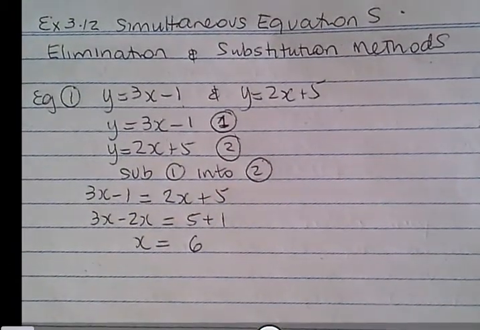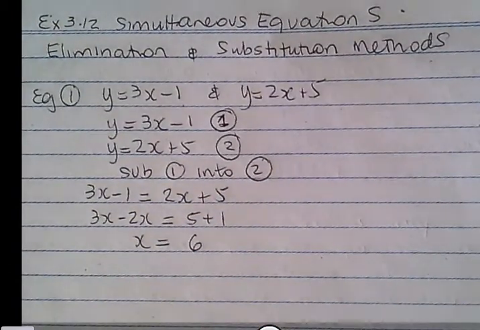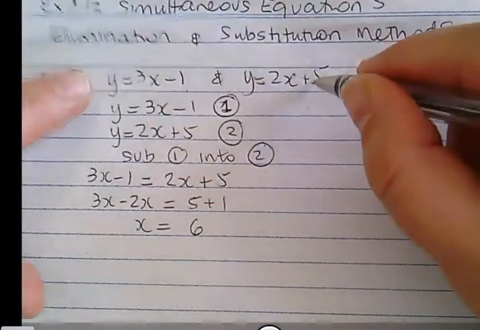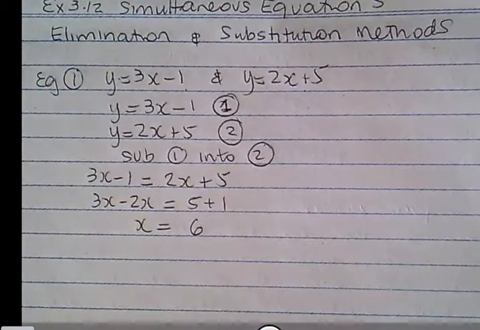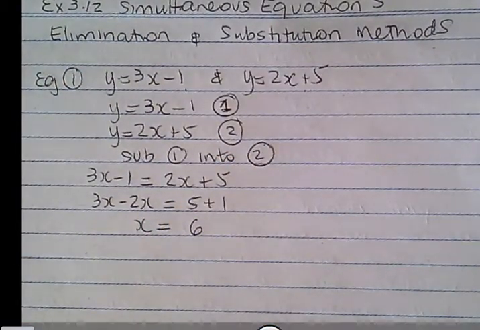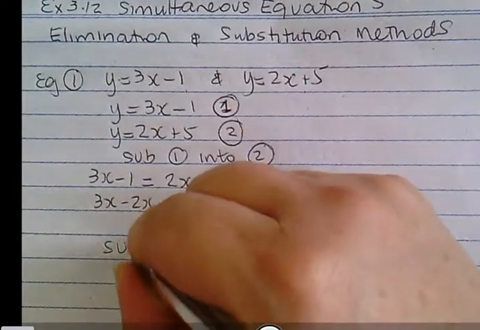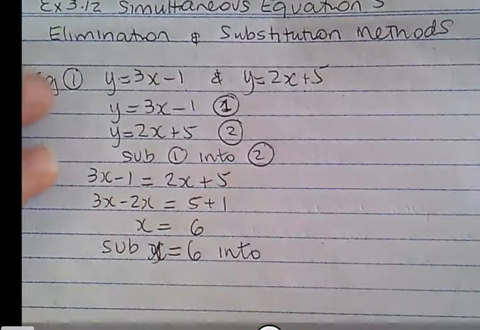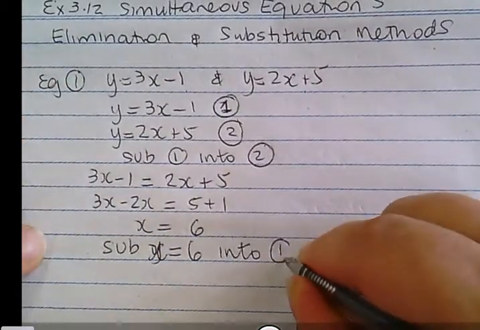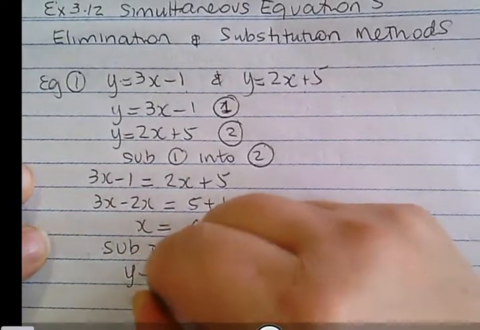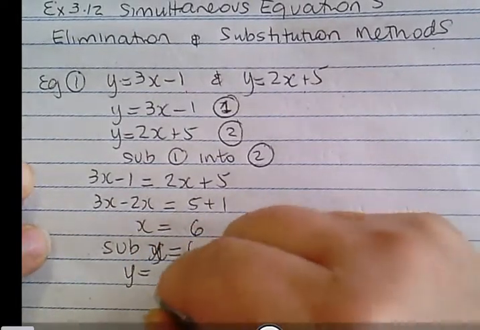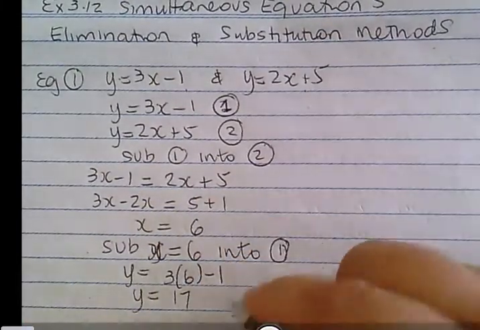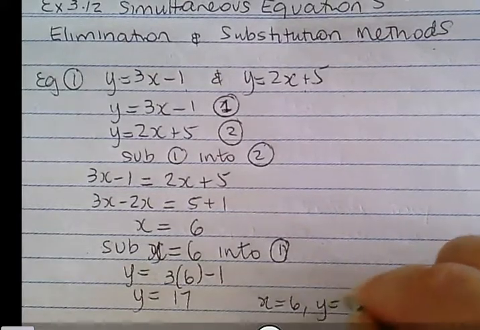Now, these are really two straight lines. We're not finished, by the way. x is 6. What else do I have to do? Two equations, two unknowns, x and y. That's why you need two equations, because you've got two unknowns. Then we're just going to substitute x equals 6 into either equation 1 or 2. Let's go equation 1. I've got y equals 3 times 6 minus 1, so y is 17. So that's my solution: x is 6, y is 17.